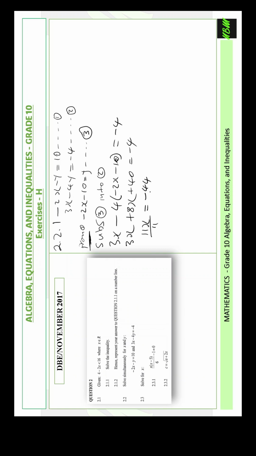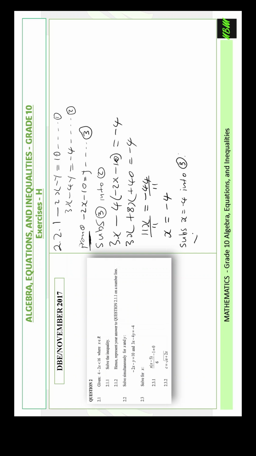Then divide both sides by 11. Then we get our x being equals to -4. And then from there, now we need to find the value of y. Now we say substitute x is equals to -4 into which equation? Any of the equations, but take the simpler one. The simpler equation will be equation number 3, where y is already the subject of the formula.